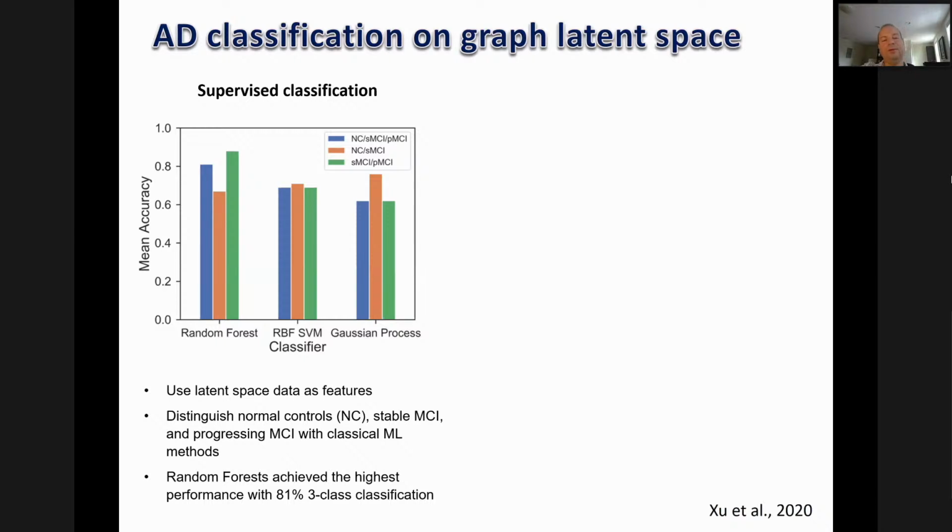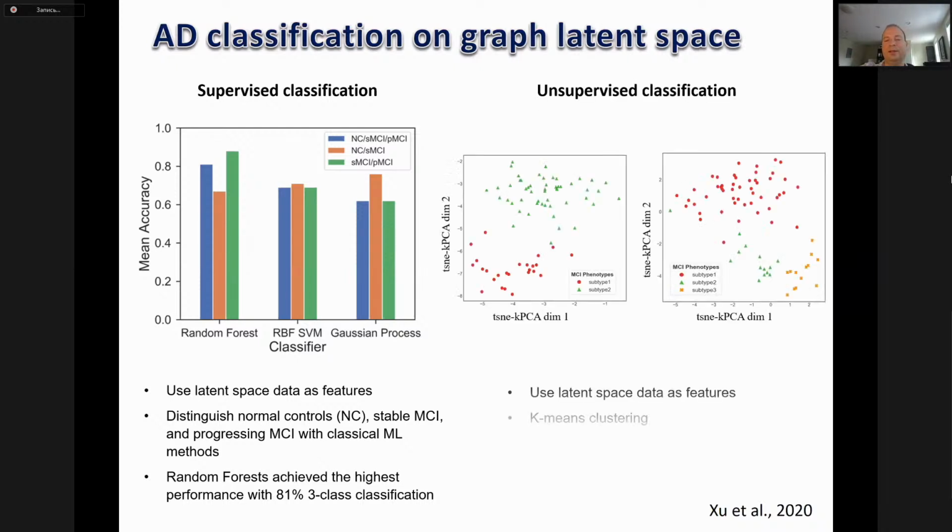And finally, we use these embeddings as input data for classical classifiers to distinguish normal controls from stable MCI from progressive MCI. Stable MCI were the patients that remain stable after 3 years of the recordings. Progressive were the ones that after 3 years moved to AD, Alzheimer's disease. So we were able to dissociate all this in a 3-way classification using, for example, random forest, reaching 81% decoding accuracy. So this shows the promise of using deep learning and machine learning to extract brain signals from graphs.